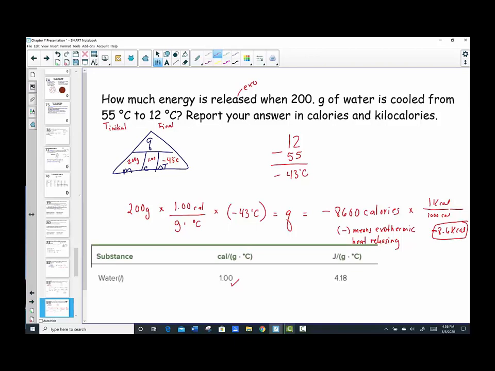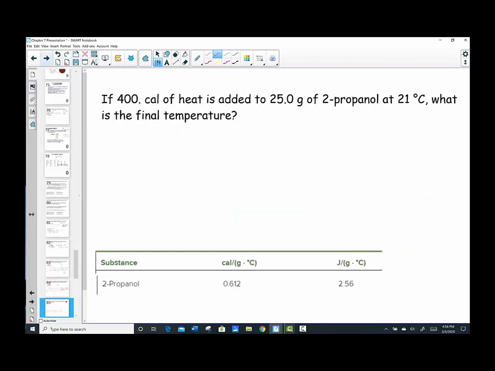Not too bad, not too bad. Here's an example of using a different compound called 2-propanol. And all I did was go to your chart and I pulled off its specific heat. So now, remember, our little helpful hint here, Q is equal to M times C times delta T. And let's just fill these in as we read it.